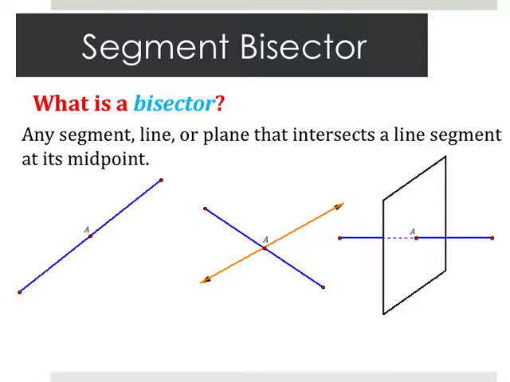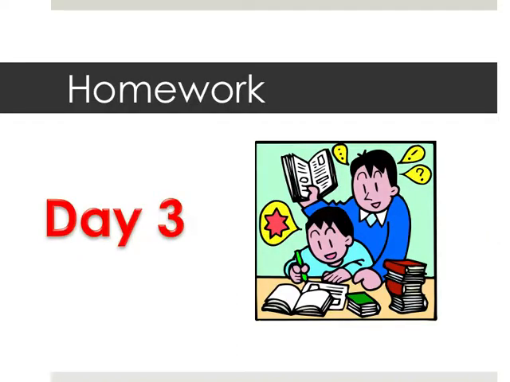Kevin, what do you got? Because a line is infinite, so you can't really cut it in half. Correct. So all these are bisectors of segments. Just a little bit more terminology for you. We're done. Okay. Didn't seem like a very big slideshow, but there you go.